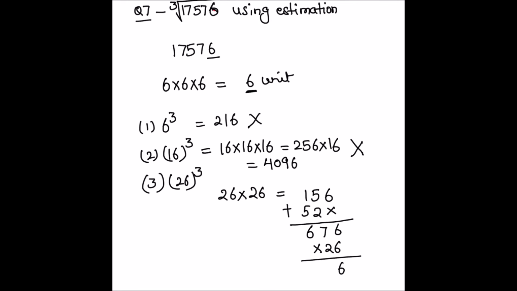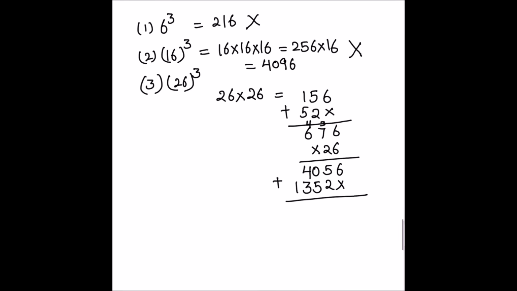6 times 6 is 36, 3 is carried over, 6 times 7 is 42, 42 plus 3 is 45, 4 is carried over, 6 times 6 is 36, 36 plus 4 is 40. Now multiplying by 2, 2 times 6 is 12, 1 carried over, 2 times 7 is 14, 14 plus 1 is 15, 1 carried over, 2 times 6 is 12, 12 plus 1 is 13. Add the two numbers, 6, 7, 5, 7, 1. So we got our number.